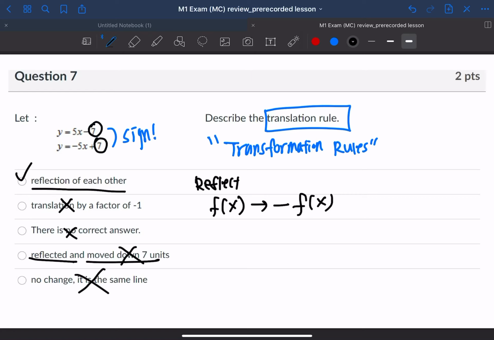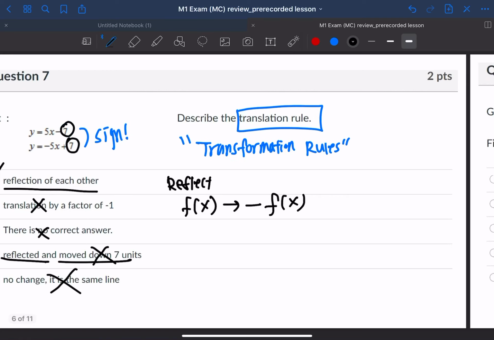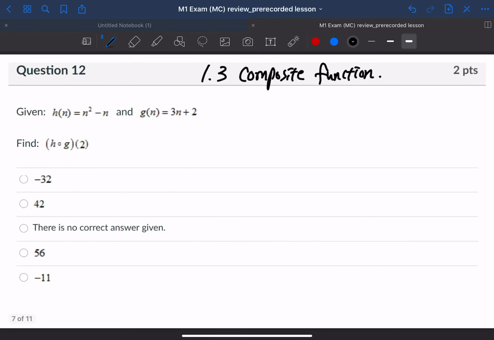So please review the transformation tables. You can use them during the test. And let's go over the next topic. This is composite functions. You will see 4 questions on 1.3 composite functions as well.